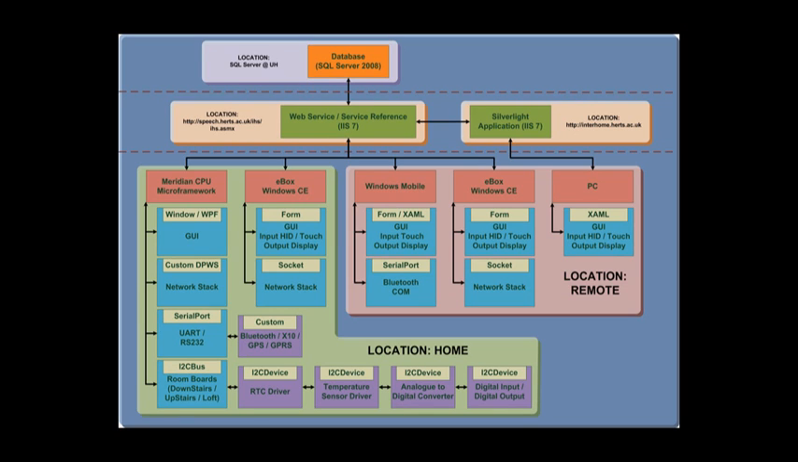The third level contains two sections, home and remote. Firstly, we have the devices within the home. The Meridian main control unit, which is physically attached to all the appliances, with its graphical user interface, I2C, X10, Bluetooth, GPS, GPRS and GSM connectivity. Next is the e-box with a touchscreen display and optional direct Bluetooth connectivity to the main control unit. Outside the home, the Windows Mobile application can be used over the mobile network and the Silverlight application can be used on any PC connected to the internet.